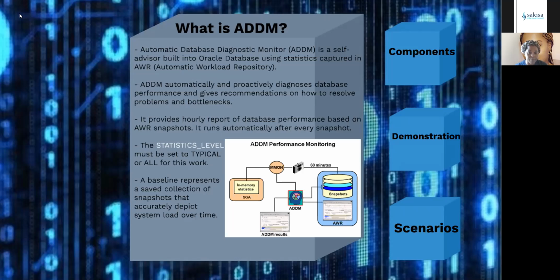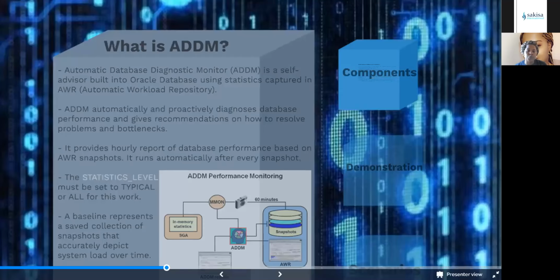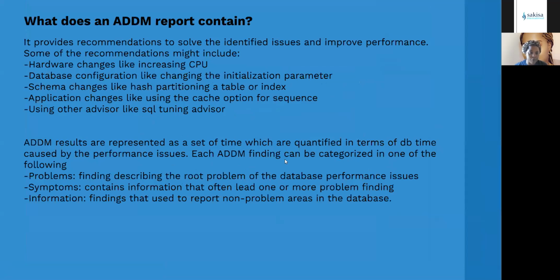It provides an hourly report of the database performance based on an AWR snapshot. It runs automatically after every snapshot. ADDM analysis is performed after each AWR snapshot by default, and the results are saved in the database, which can be viewed using Oracle Enterprise Manager. Before using another performance tuning method present in this guide, we should first review the results of the ADDM analysis.